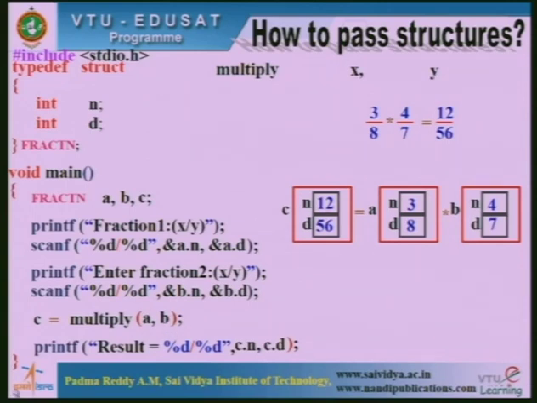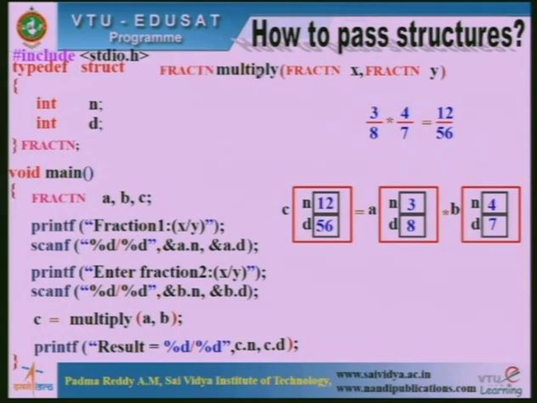The number of arguments should be the same as the number of parameters. Similarly, the type of a and b, the type of arguments. What is the type of argument a and b? Fraction. So the type of parameters x and y also must be of type fraction only. So here I say x is of type fraction, y is also of type fraction. Now what is there in x now? 3 divided by 8. What is there in y? 4 divided by 7. Now these two parameters must be enclosed within parentheses, something like this.